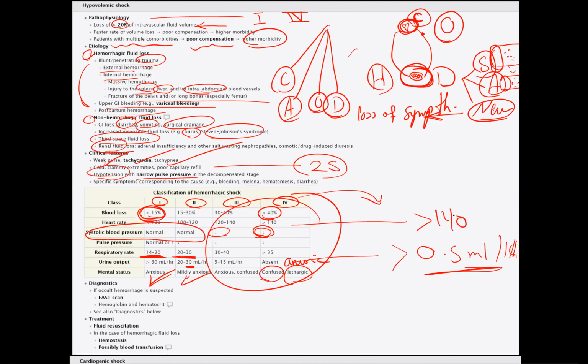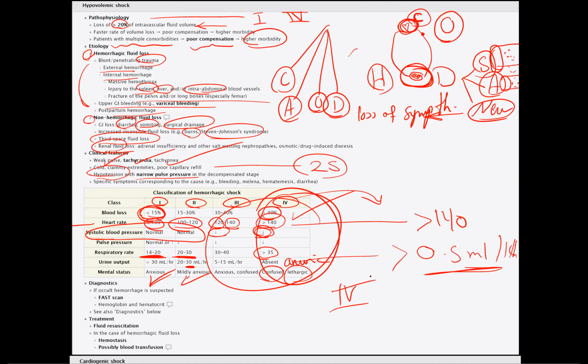How to keep all of this information? Keep these numbers: heart rate 100, 100 to 120, and less than 140, but between 120, but if 40, 40, 40, like this, more than 40% of blood loss. Okay? More than 140 beats per minute with hypotension and tachypnea more than 35 with anuric, lethargic patient. This is type 4 hemorrhagic shock.